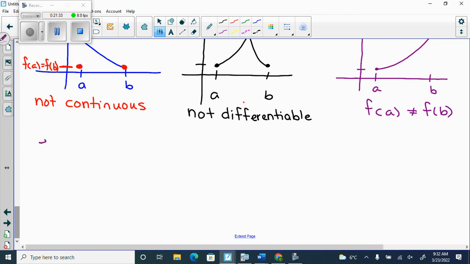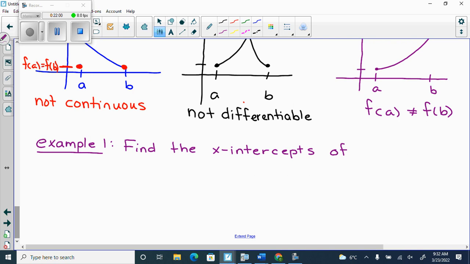Example 1. Find the x-intercepts. See, find, not determine. Who wants that? We're just going to find them. And then we're going to be done. Find the x-intercepts. It's in the book. I have just given up on writing determine. Of f of x equals x squared minus 5x plus 6.